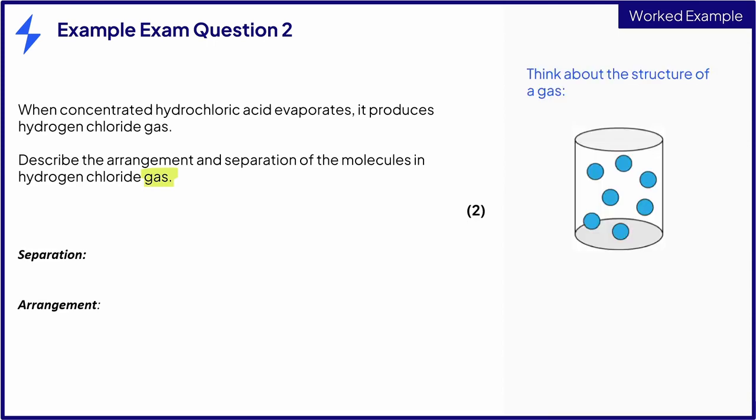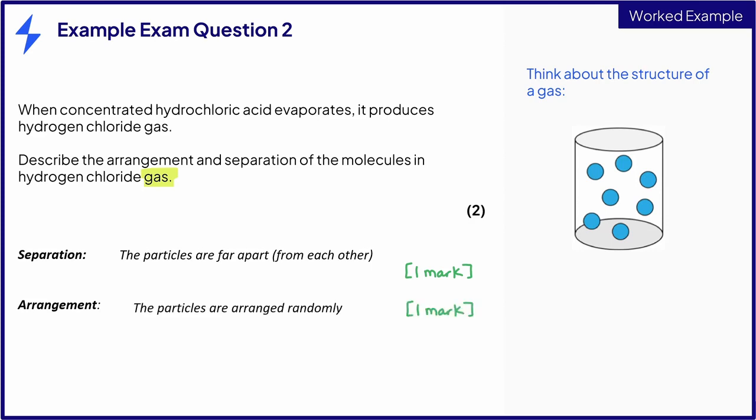The structure of a gas is shown here. As we can see, the particles are far apart from each other, which addresses the separation element of this question for 1 mark, and they are arranged randomly, which scores the 2nd mark. You would also score the 2nd mark for saying that the particles are not in fixed positions or they are not in a fixed arrangement.